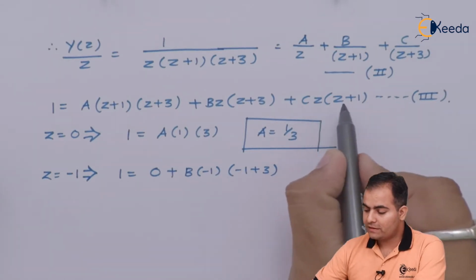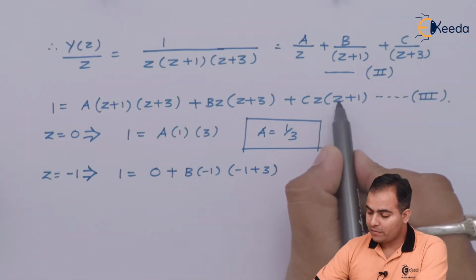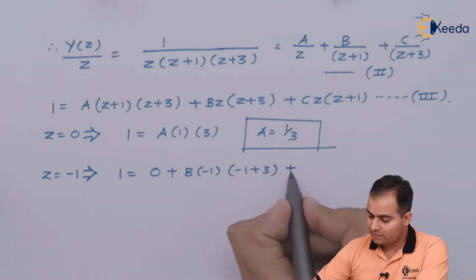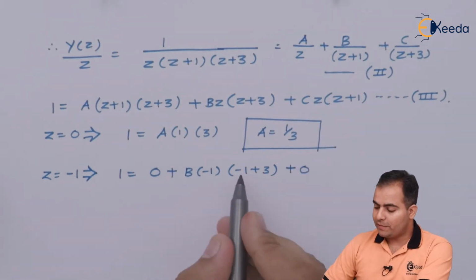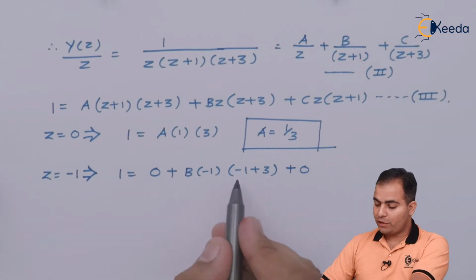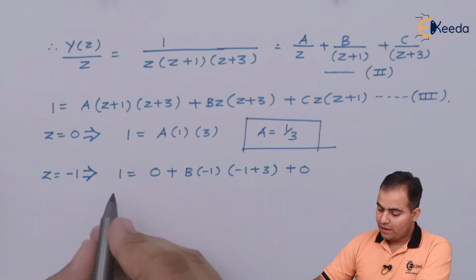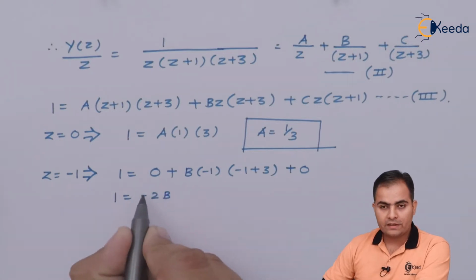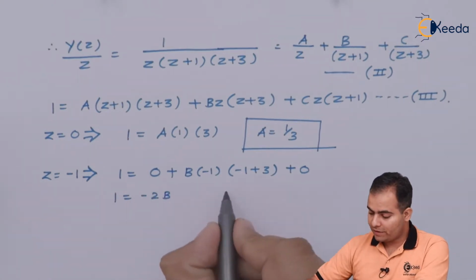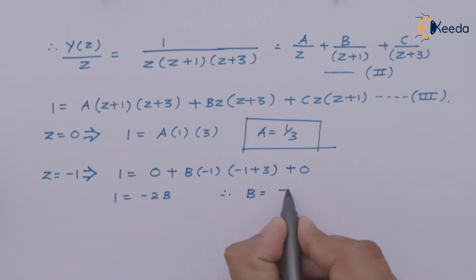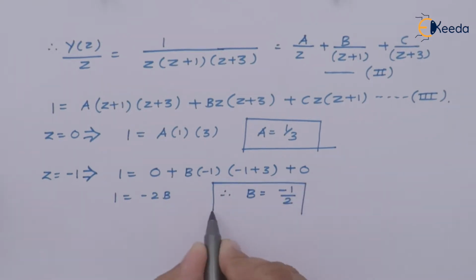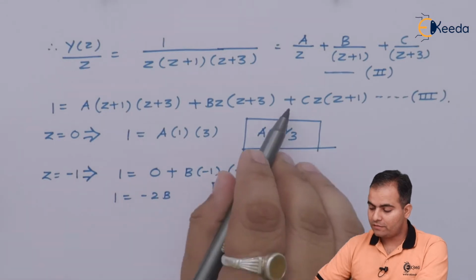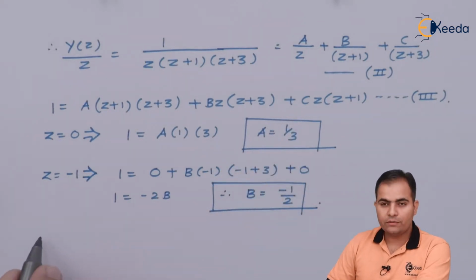Now we'll move on to the next. If this z is replaced by minus 1, plus 1 becomes 0, and 0 into anything, answer becomes 0. Now simply minus 1 plus 3 is 2, but 2 into minus 1 is minus 2. Now if I shift this minus 2 to the left hand side, you will get b equals minus half.